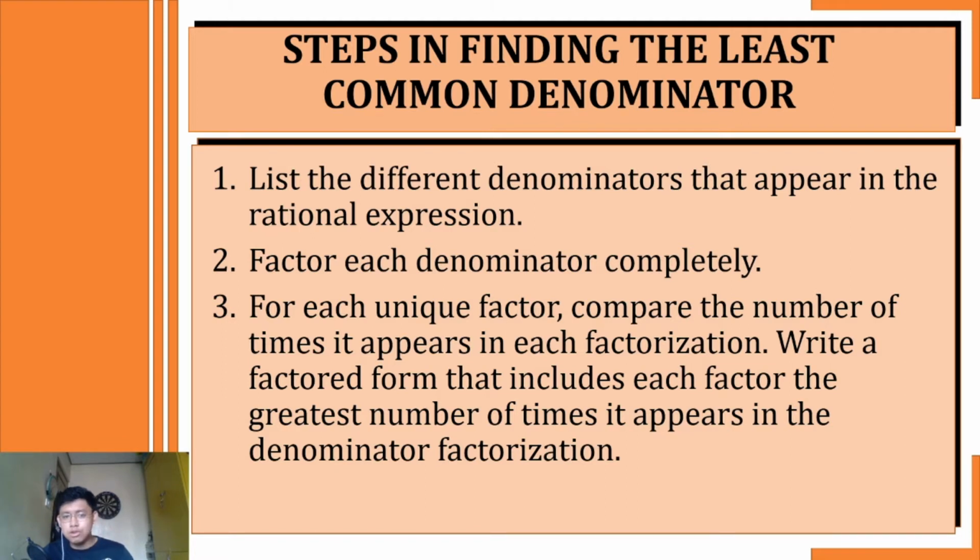Second step is for you to factor each denominator completely. Step 3. For each unique factor, compare the number of times it appears in each factorization. Write a factored form that includes each factor the greatest number of times it appears in the denominator factorization. Now let's proceed to our example.